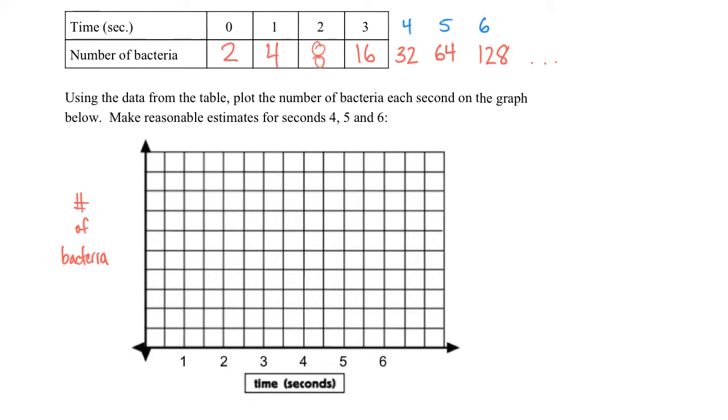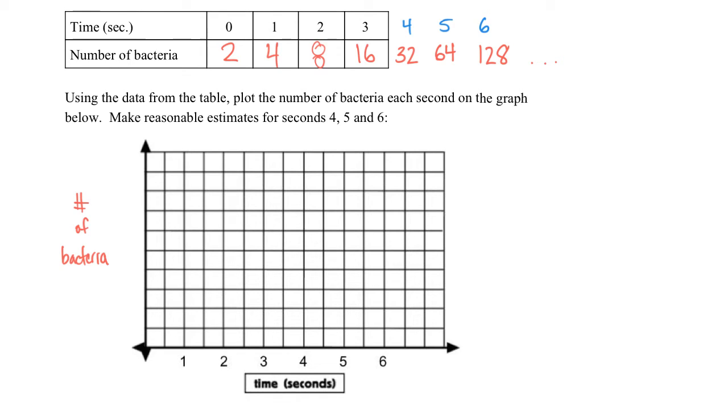So maybe if I went up by ones, that would only get me to 10, so that's not good enough. If I were to go up by tens, that would get me up to 100, so that's still not enough. I need to go higher than that. So I guess I'm going to go up by 15s, and I don't need to label every single line.